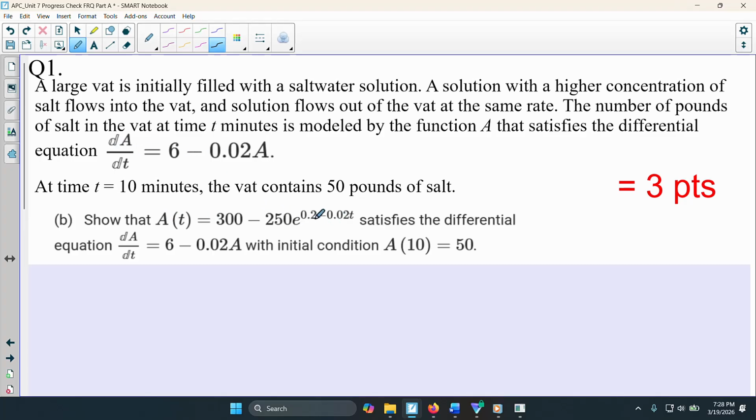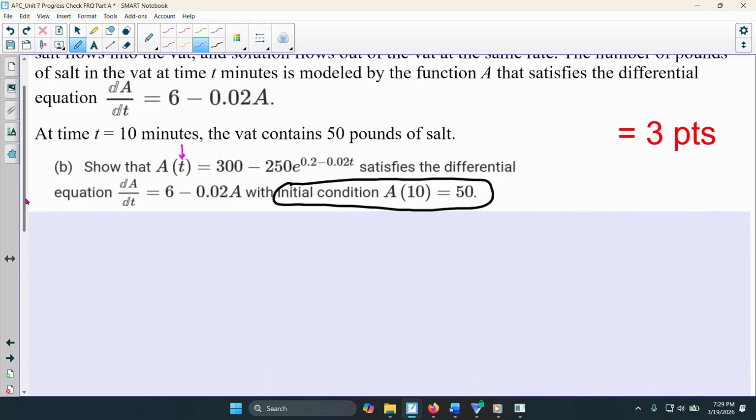So we're going to take a derivative of this in a second, and are we going to get this? But along the way, they're also saying it has to satisfy the initial condition. Well, let's do that one first, because that's probably quicker. So the initial condition, they're saying plug 10 into your letter A here, and see if you get 50. Well, you are going to get 50. You just have to demonstrate it.